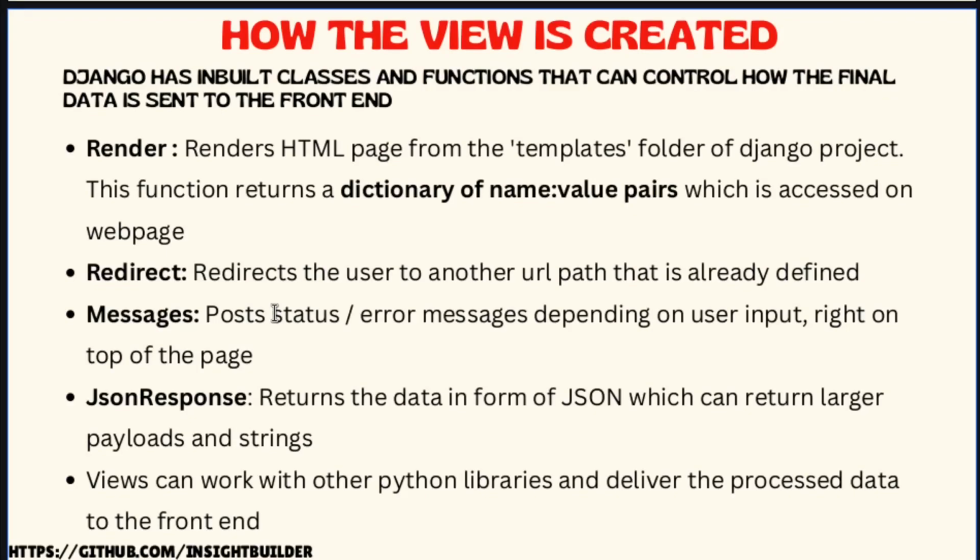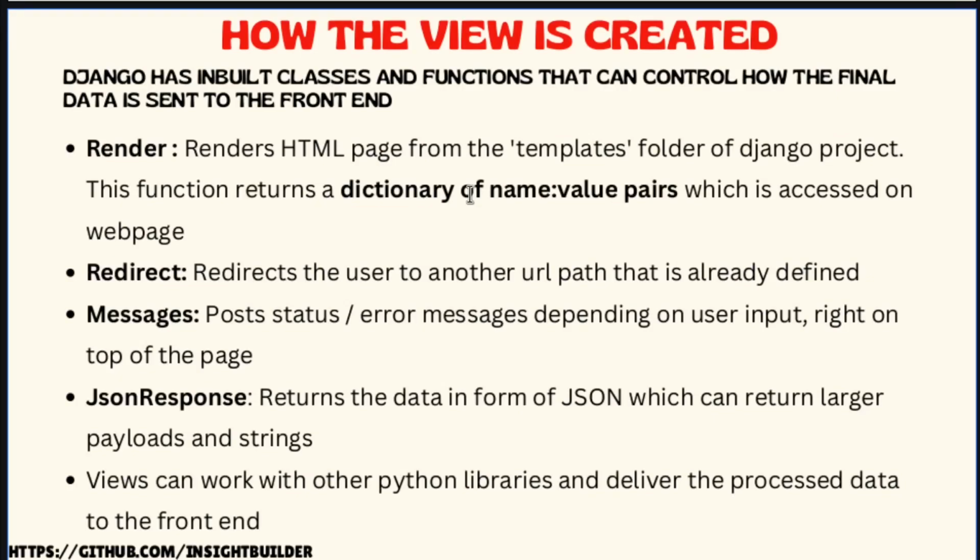For working with the views, there are four major classes or functions that you need to be aware of: render, redirect, messages, and JsonResponse. The render function helps to render the HTML page, as well as pages with Django template language. The render also takes in the context, which contains the data as name-value pairs, and passes it to the HTML page with Django template language.